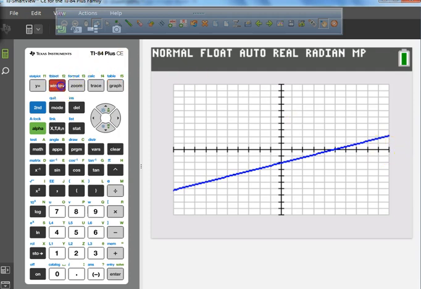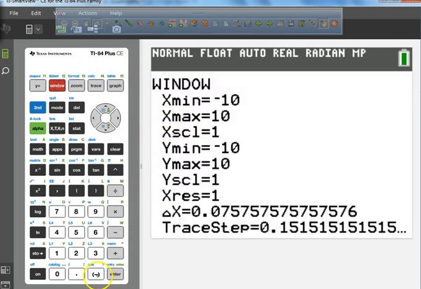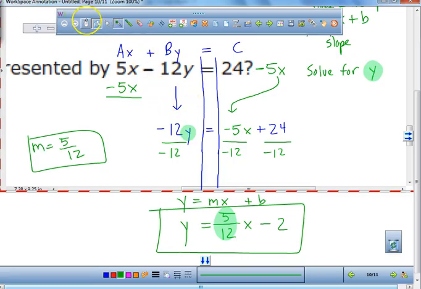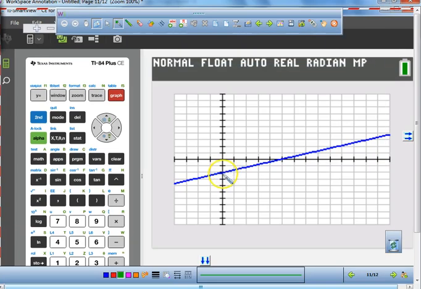So what I'm going to do is I'm going to hit the window button. I'm going to change my x minimum to negative 4. I'm going to change my x maximum to a 14. Give us a little bit different view. Okay? So there we go. What I want you guys to do right here is look at this graph. Just look at it with me right here on the screen.